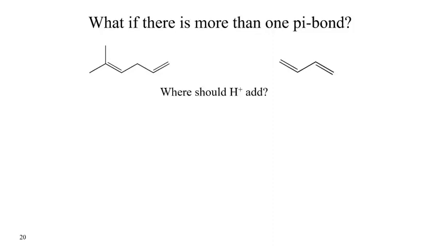So what happens if we have more than one pi bond reacting? Where should our hydrogen add? So we've got two different structures here, both of them with two pi bonds, and we want to be able to evaluate where our hydrogen should be adding to this. So let's go ahead and look at the leftmost structure and decide.